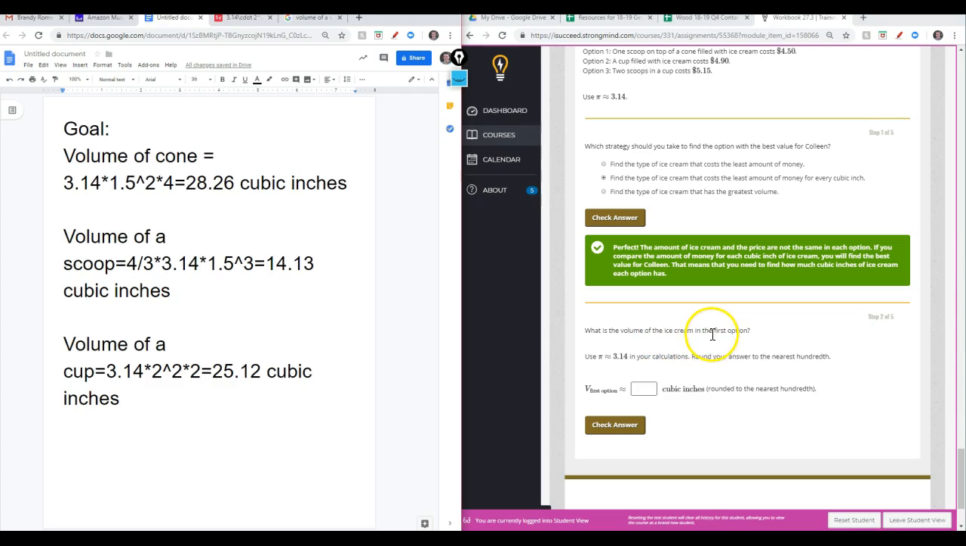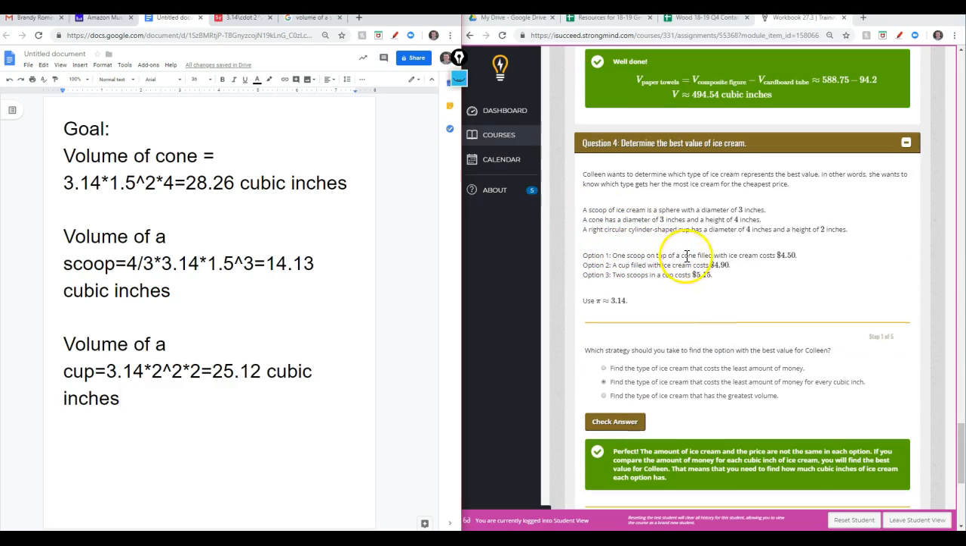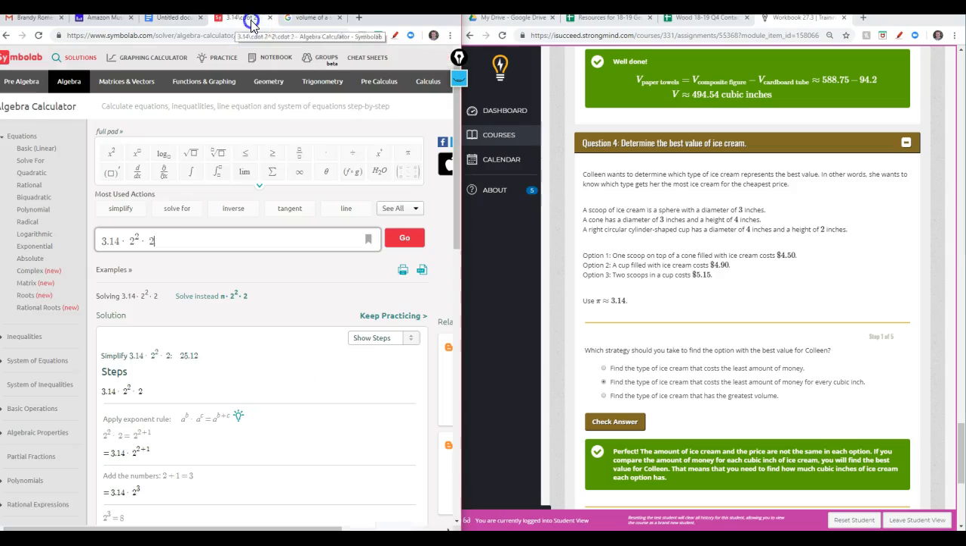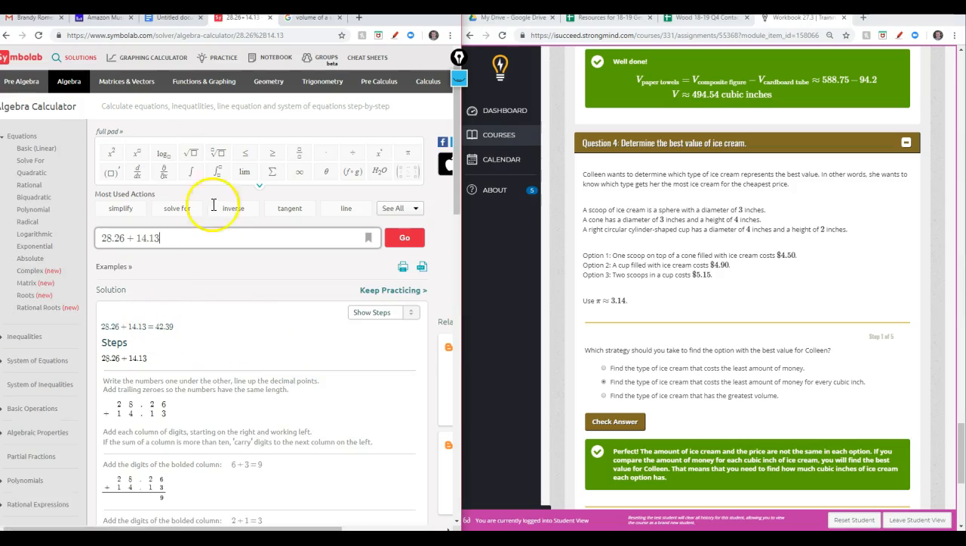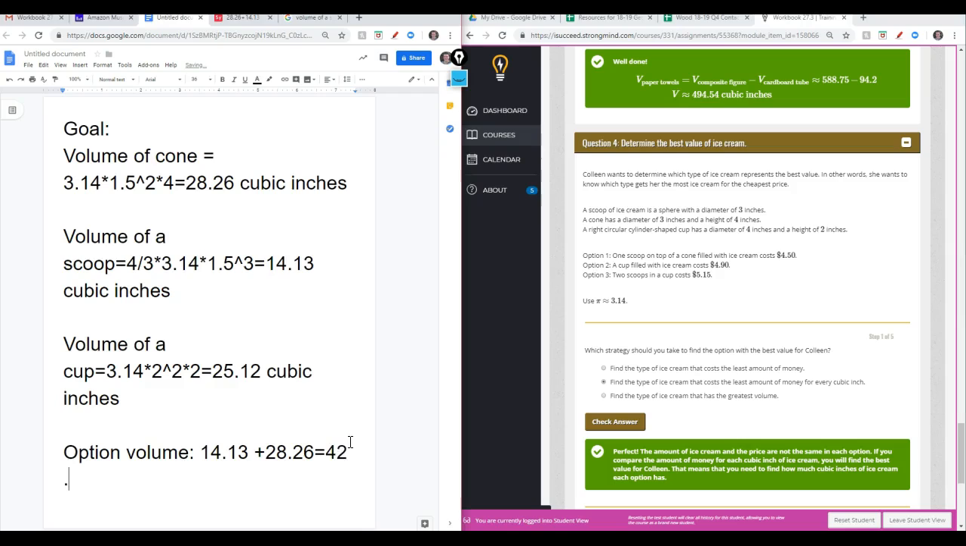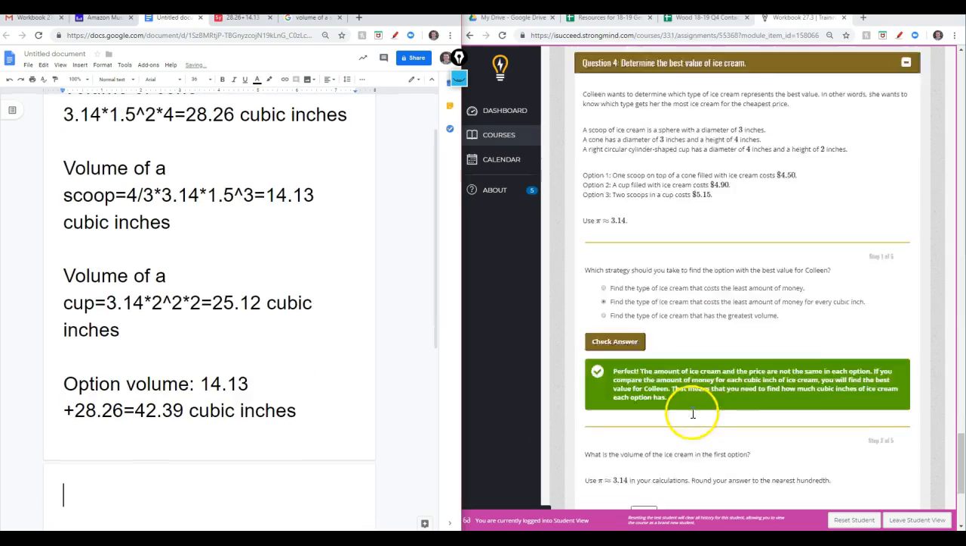What is the volume of the ice cream in the first option? Well, the first option is 1 scoop on top of a cone filled with ice cream. So option 1 volume is going to be the volume of a scoop plus the volume of the cone, which is 14.13 plus 28.26. 42.39 cubic inches. So that is what it is.